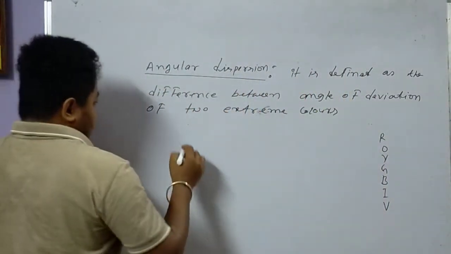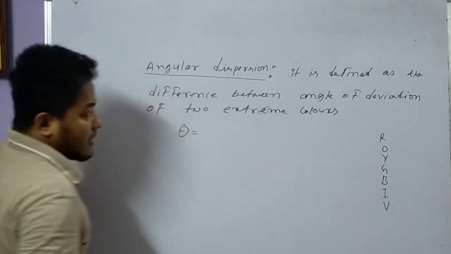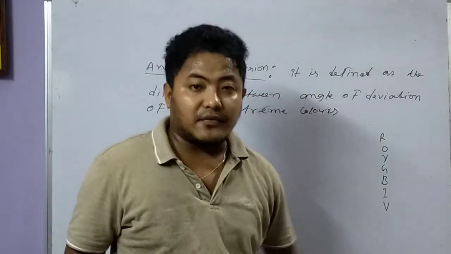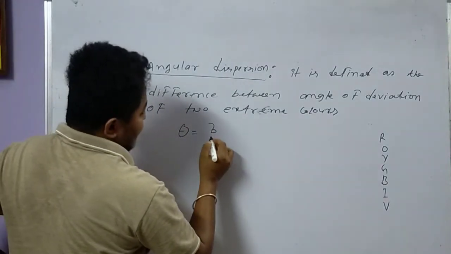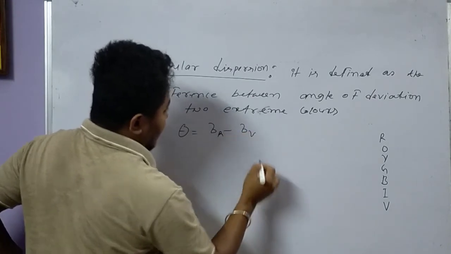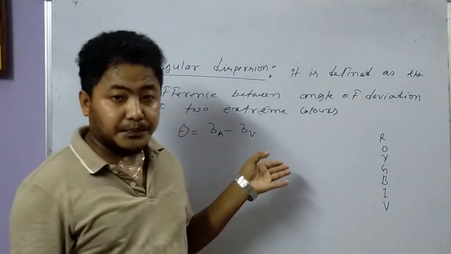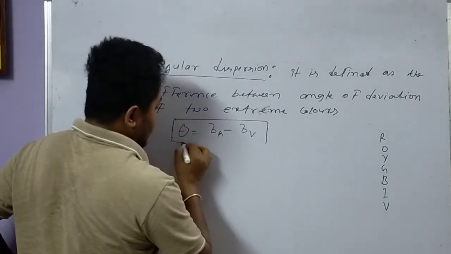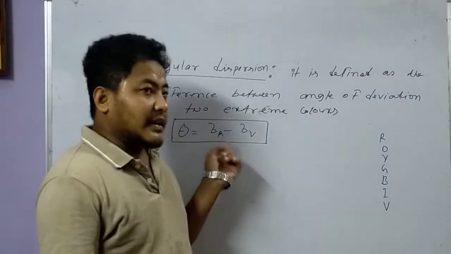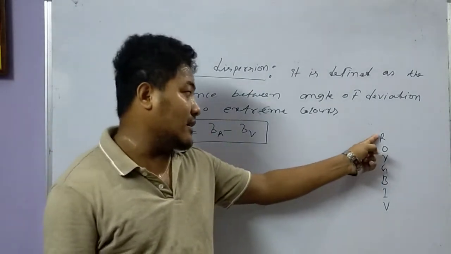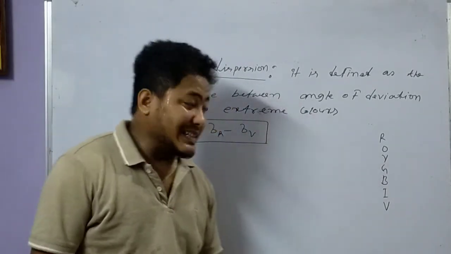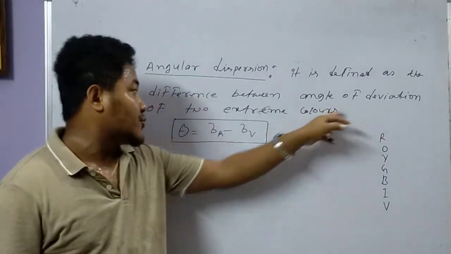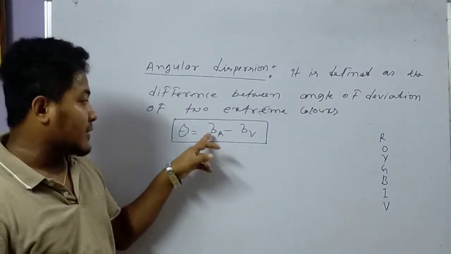It can be expressed as theta is equal to angle of deviation, how much it has got deviated, and deviation depends upon the refractive index. So I can write that theta is equal to delta of red color minus delta of violet color. This will be the angular dispersion. Angular dispersion will be expressed as theta is equal to delta r minus delta v. Delta r means angle of deviation for red color, and delta v means angle of deviation for violet color. This is how we express angular dispersion, as the difference between angle of deviation of two extreme colors: theta is equal to delta r minus delta v.